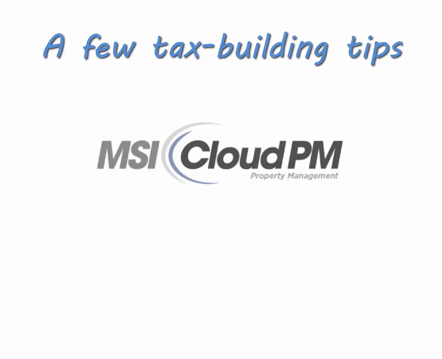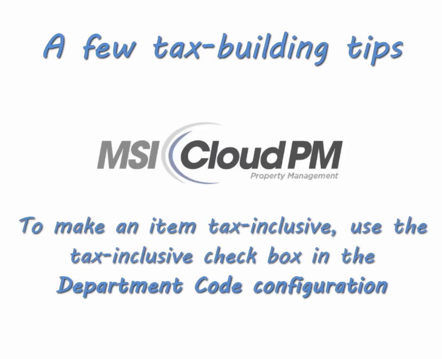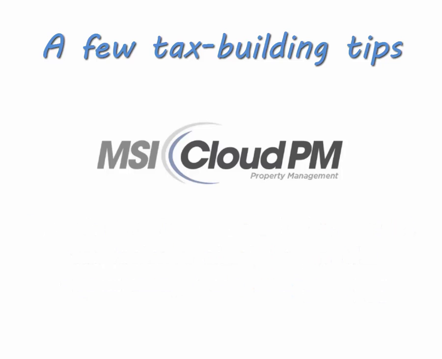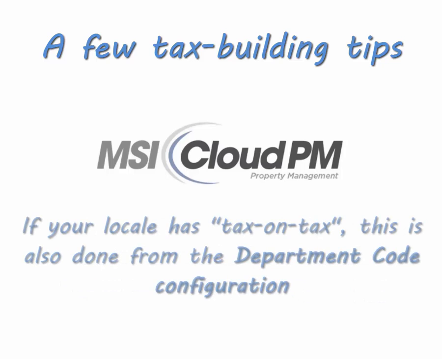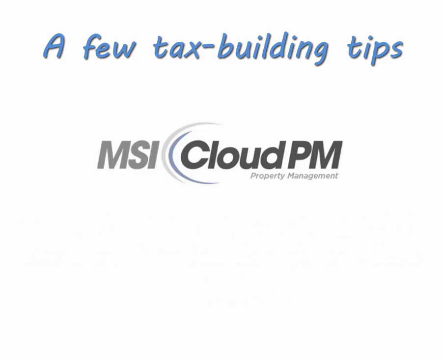In some cases, you might choose to have certain items post as tax inclusive. This is accomplished by marking the department posting code as tax inclusive. You don't need to do anything special to the tax code itself. If your location has taxes that are applied on other taxes, CloudPM can do that. You'll just need to make sure the appropriate tax department codes are linked to the correct taxes.